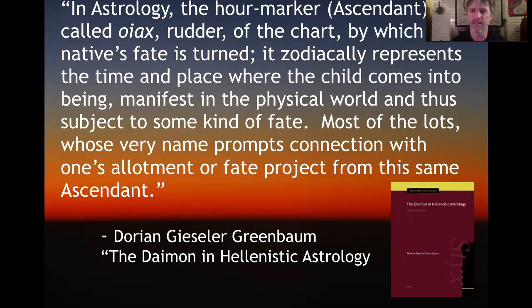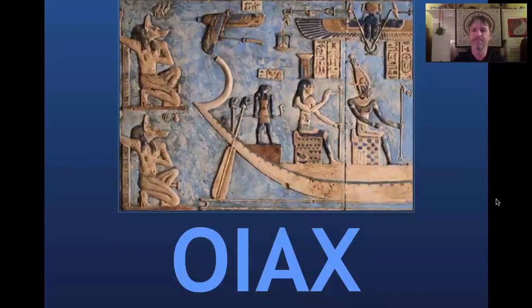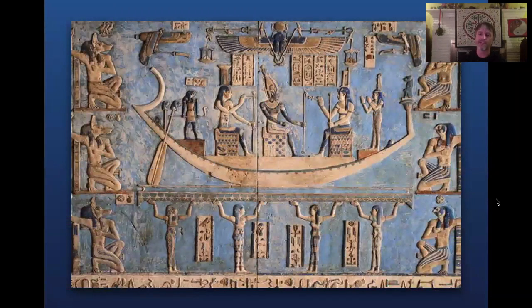We'll first take a break, but I want to read this from Dorian Geisler Greenbaum's The Daimon in Hellenistic Astrology. In astrology, the hour marker ascendant is called Iacchos, rudder of the chart by which the native's fate is turned. It zodiacally represents the time and place where the child comes into being, manifest in the physical world, and thus subject to some kind of fate. Most of the lots whose very name prompts connection with one's allotment or fate project from the same ascendant. Iacchos, rudder, which steers the boat of the soul.